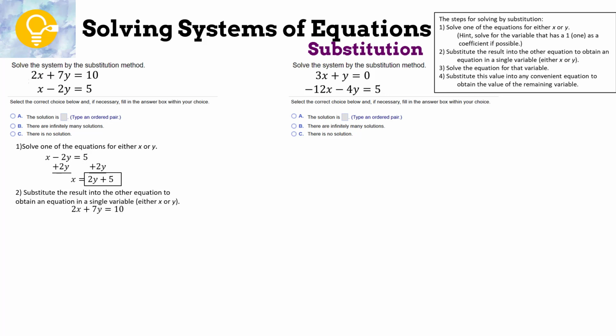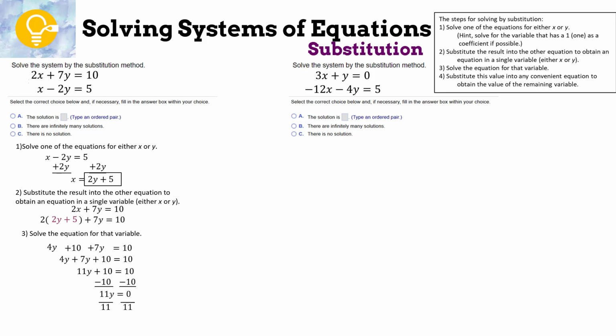The next thing we're going to do is substitute 2y plus 5 in for x in the other equation. So our other equation is 2x plus 7y. I like to make a big space for my x, 2y plus 5. And now we're going to solve for y. So 2 times 2y is 4y. 2 times 5 is 10. 7y equals 10. I like to put like terms next to each other, so that's what I did next. 4y plus 7y is 11y plus 10 equals 10. I'm going to subtract 10 from both sides, and now I'm going to divide by 11, so y is 0.